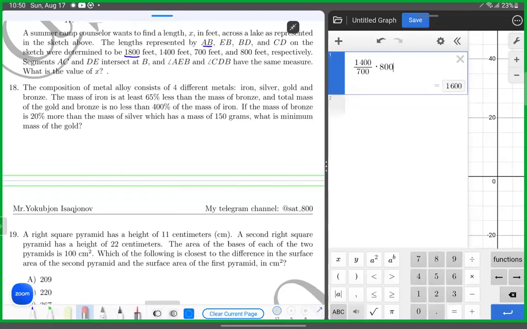The next problem is about compositions and an inequality problem. Let's try to understand this problem. The composition of a metal alloy consists of 4 different metals: iron, silver, gold, and bronze. The mass of the iron is at least 65% less than the mass of the bronze. What the heck?